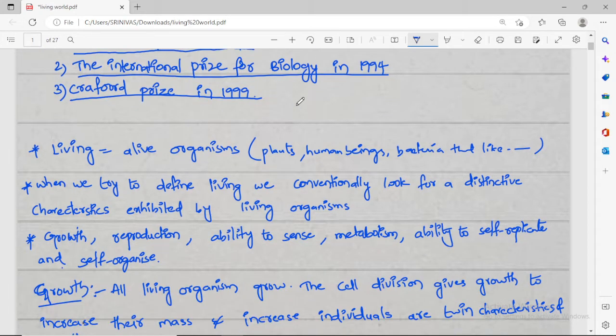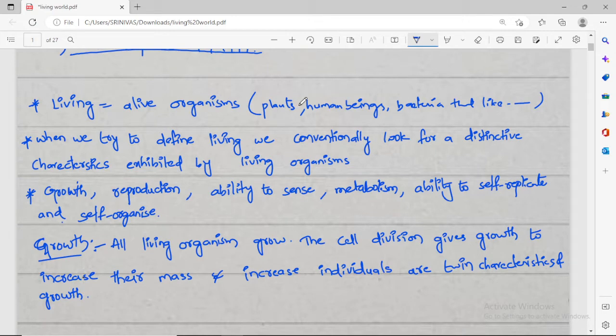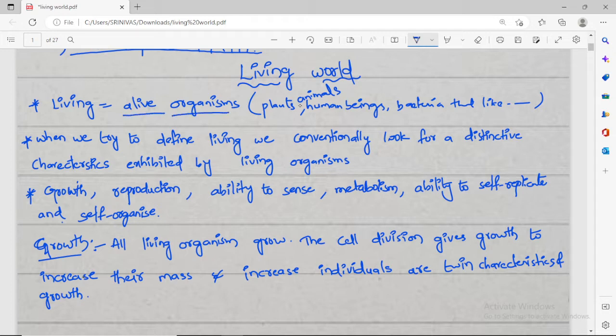Next, let us enter into the topic. Our topic name is living world. Here, what is the meaning of living? Living means alive, living organisms. What are those? Animals, plants, human beings, bacteria, ants, all these are living organisms.